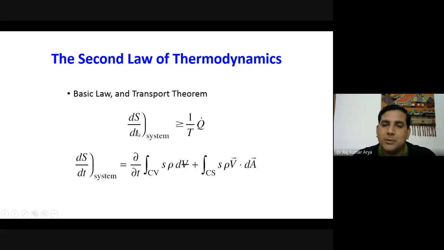The dS upon dt of the system would be Q dot by T, and now the total entropy of the system can be calculated as the entropy within the control volume and the total entropy coming from all the control surfaces. That would be the net change here of the surface. Now this is the entropy per unit mass again. So this small s is the property, again per unit mass.